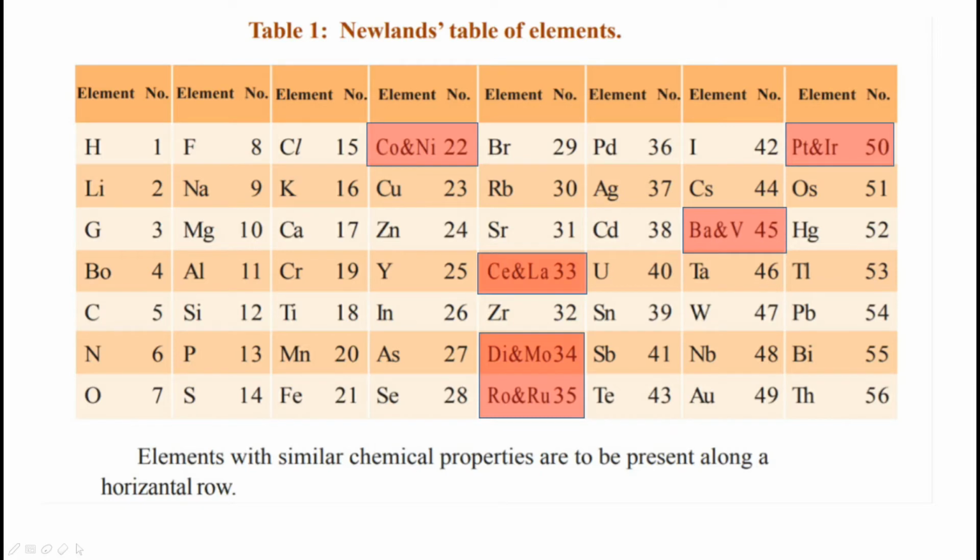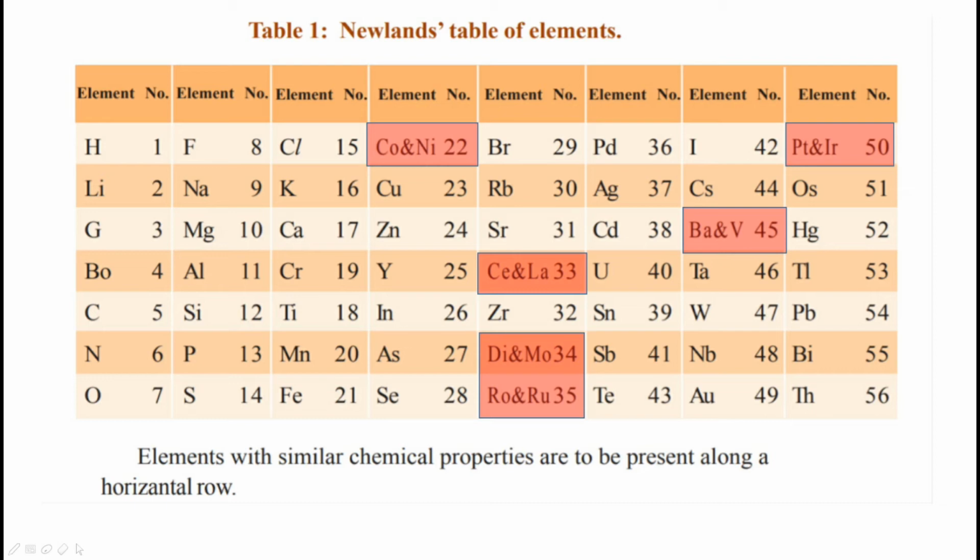In Newland's table of elements, if we start with hydrogen, its eighth element is fluorine and the next eighth element is chlorine. The properties of hydrogen, fluorine and chlorine are similar. Similarly, if you start at lithium, then the eighth element is sodium and the next eighth is potassium, and so on. These elements show similar physical and chemical properties.